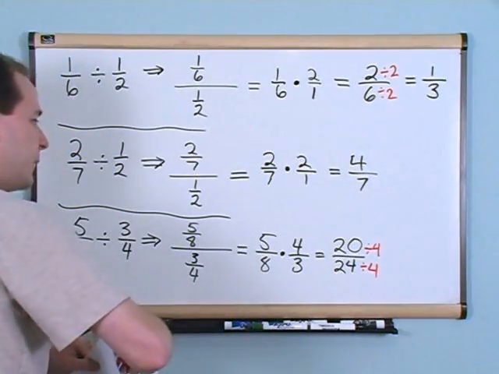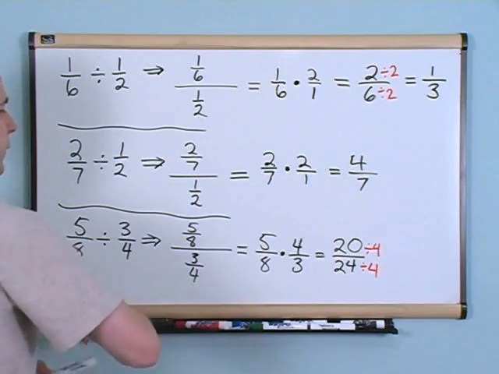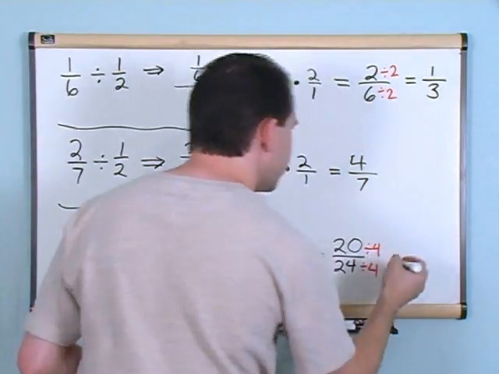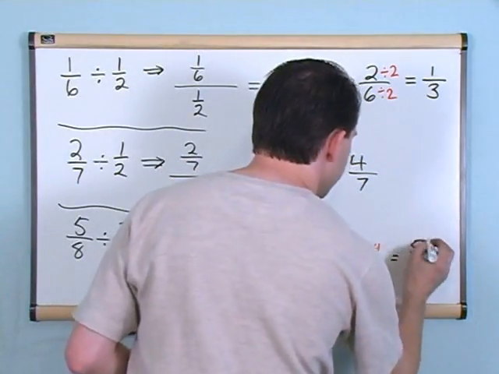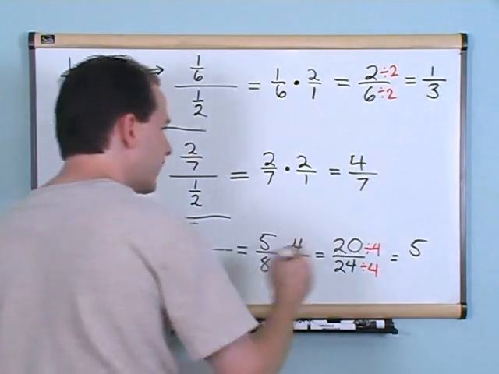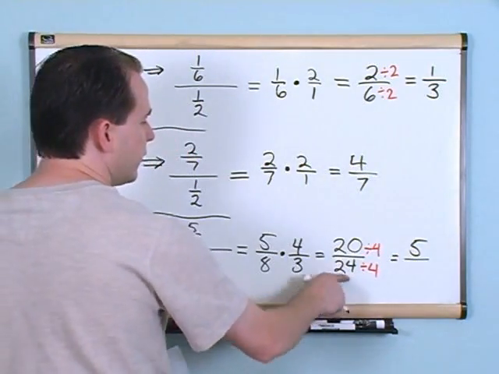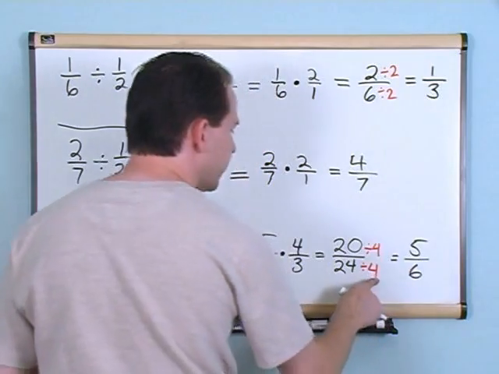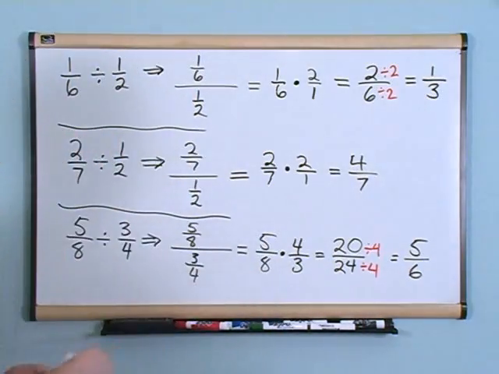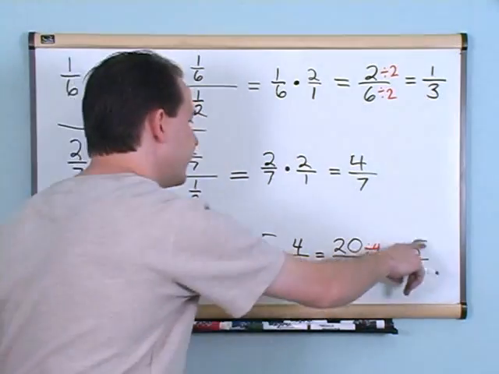Okay, and when we do that, I believe it's going to simplify the problem here. So I think we can simplify this. 20 divided by 4 is going to be 5, and that's just because 5 times 4 gives you 20. And over here, 24 divided by 4 is going to give you 6, simply because 4 times 6 gives you 24. So you're going to have 5/6 as the answer.